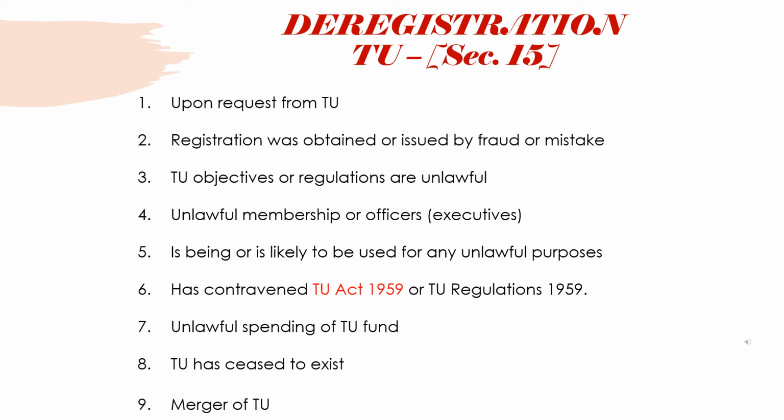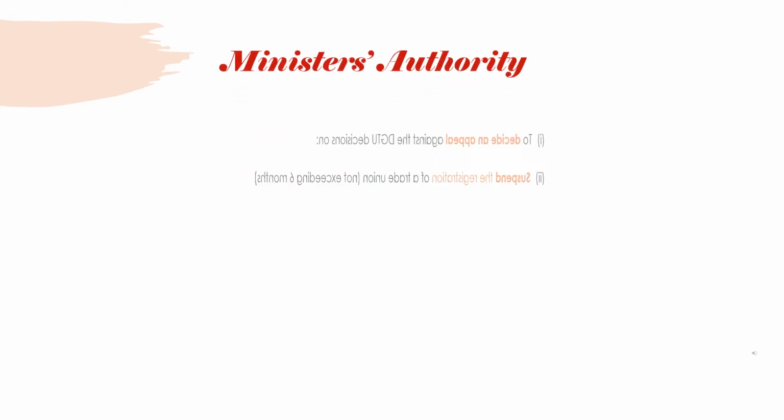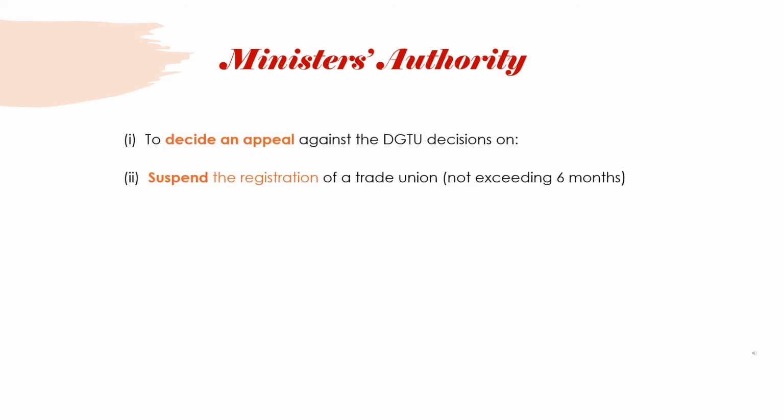A trade union can also be deregistered if it is being or is likely to be used for any unlawful purposes and has contravened the Trade Union Act 1959 or Trade Union Regulations 1959. It can also be deregistered if there is unlawful spending of trade union funds, and also if the trade union has ceased to exist, and if there is a merger of trade unions, then we have the minister's authority.